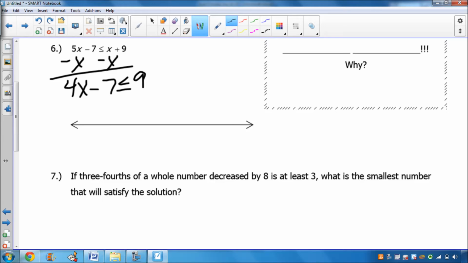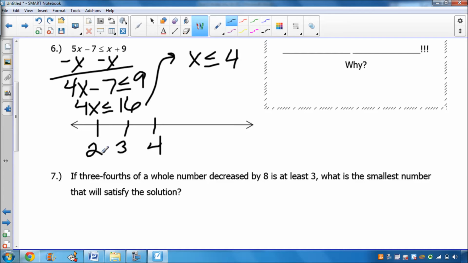Then I would add 7 to both sides, so I would get 4x is less than or equal to 16, which means that x is less than or equal to 4, okay? So I'm going to put a 4 here, a 3 here, a 2 here, a 5 here, and a 6 there. I'm going to use a closed circle because x could be equal to 4, and it's going to go to the left. So I would shade into the left, okay?